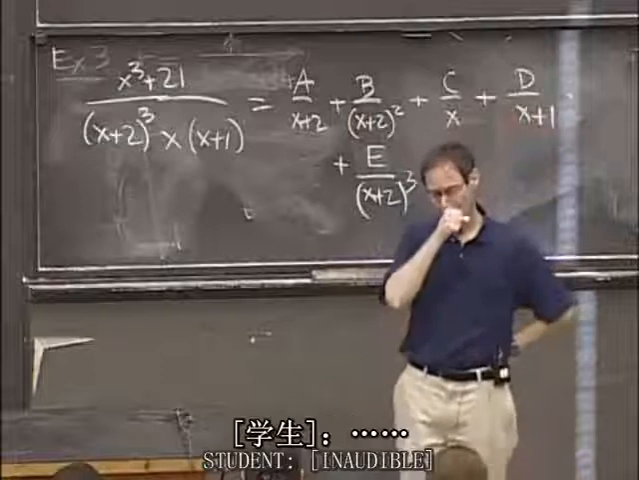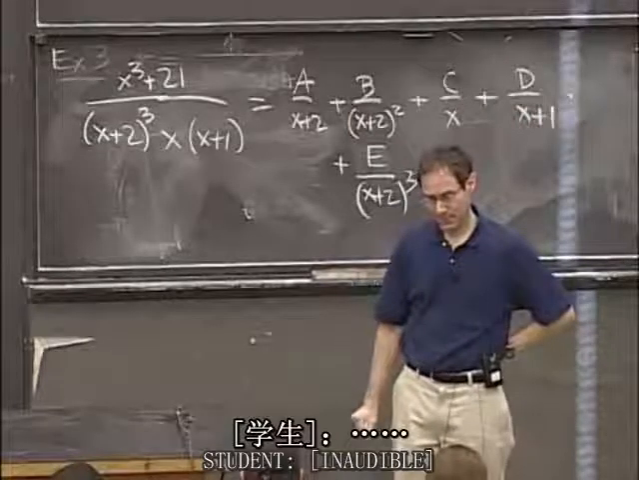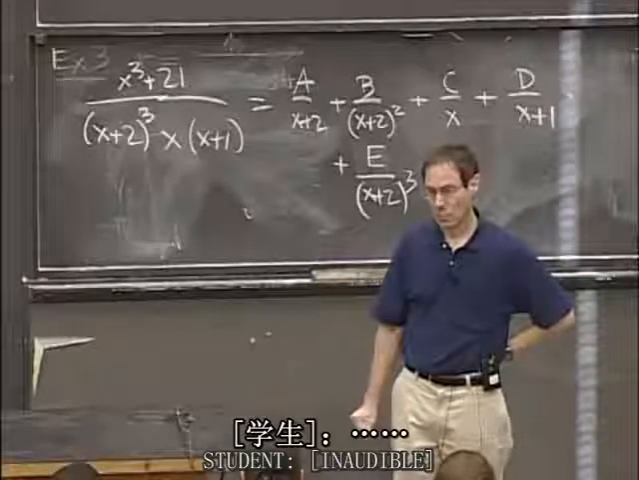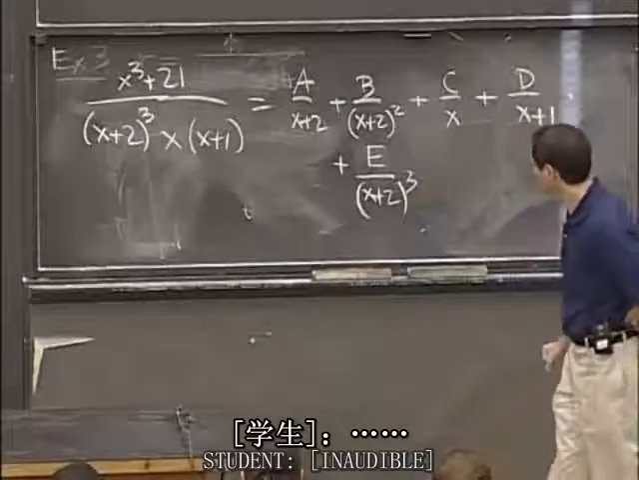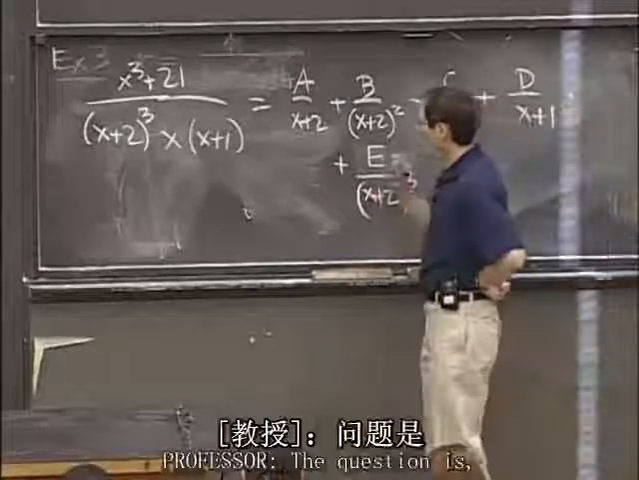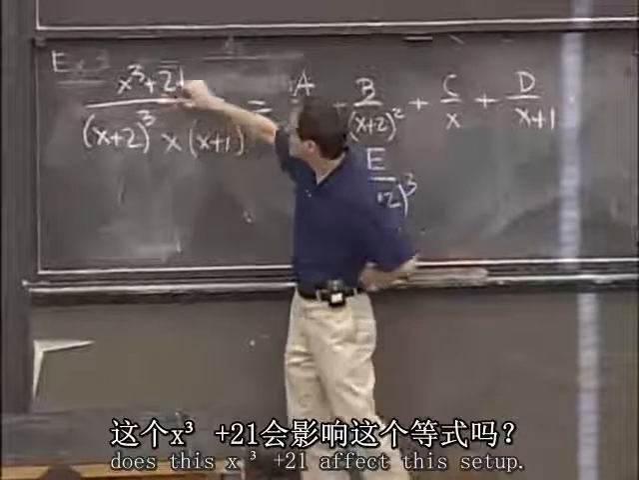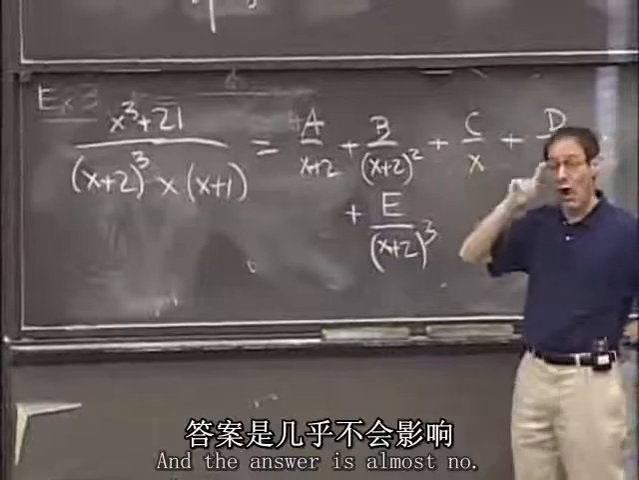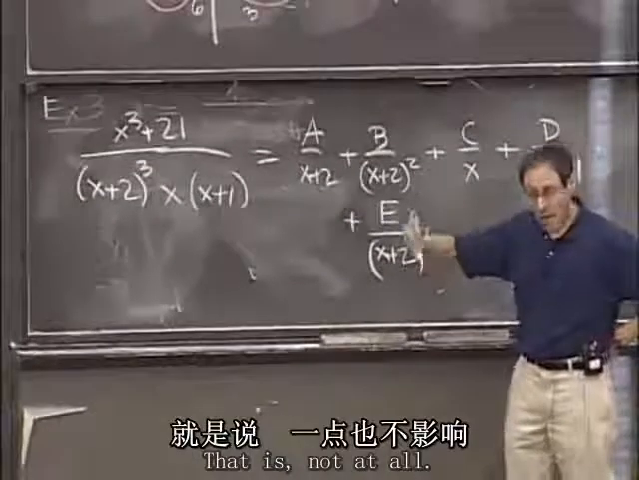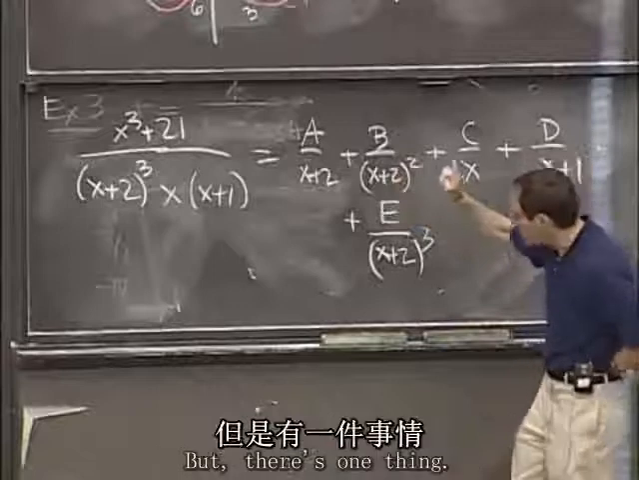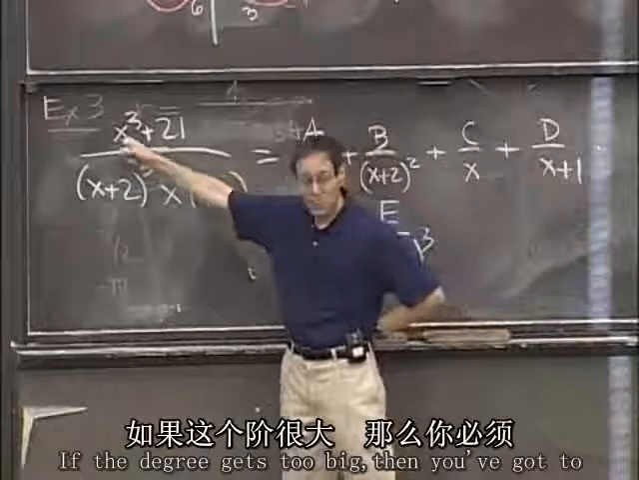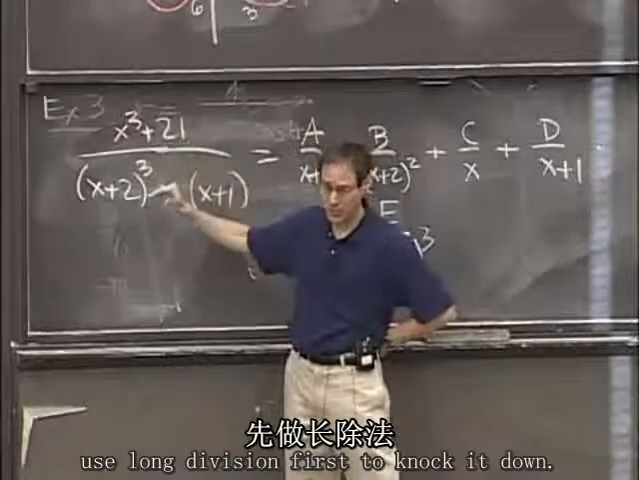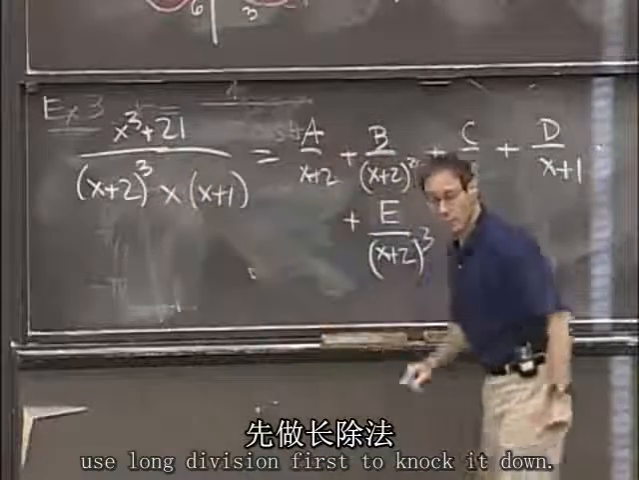When you have something in the numerator that's something other than 1, does that affect your denominators at all? Since you have an x cubed plus 21 in the numerator, will that affect what you put in the denominator? The question is, does this x cubed plus 21 affect the setup? And the answer is almost no. That is, not at all. It's the same setup exactly. But there's one thing. If the degree gets too big, then you've got to use long division first to knock it down. All right? Okay?